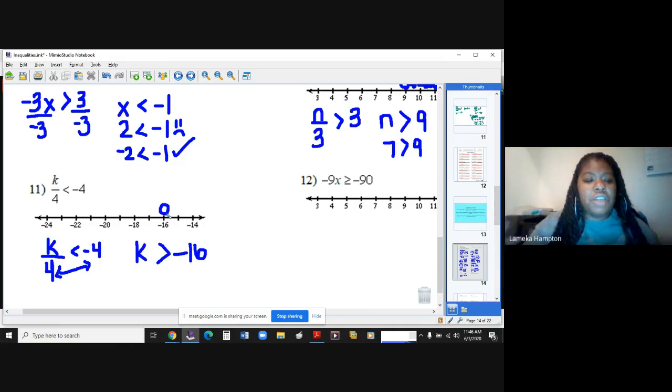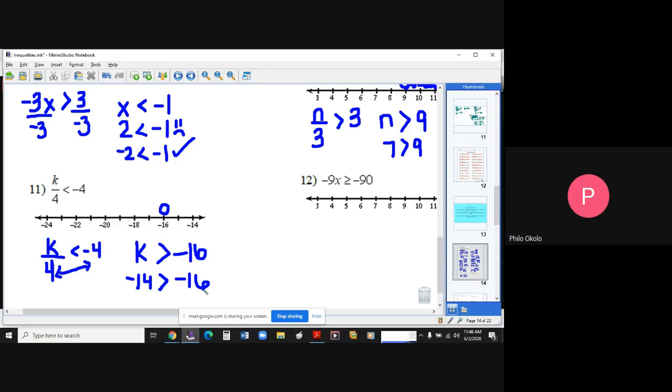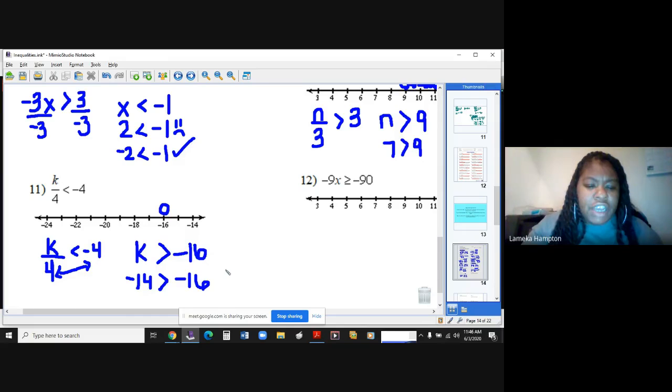Now I'm going to pick a number. Let me just go with negative 14, excuse me. So is negative 14 greater than negative 16? Is that true? Yes, ma'am. It is true. So because it is true, that means any number to the right of negative 16 would make this true.